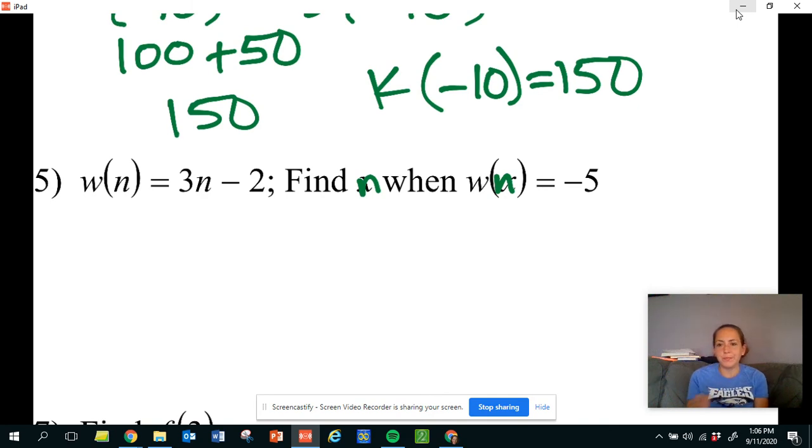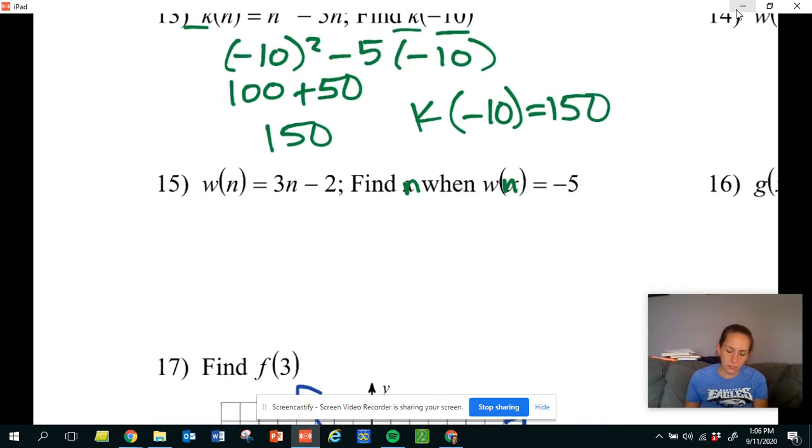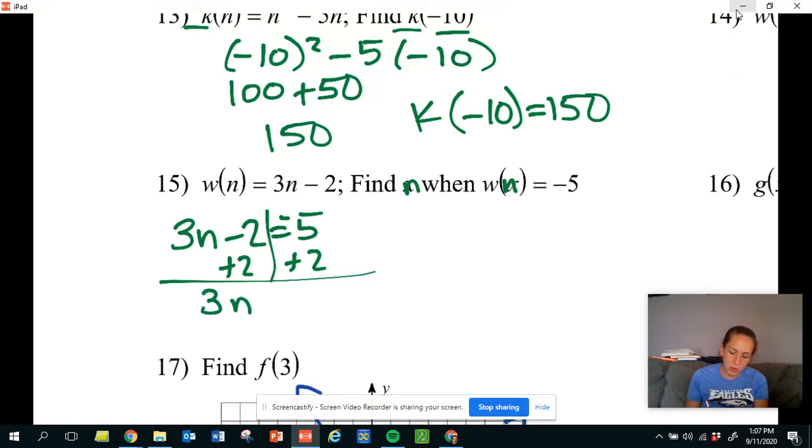So when they're not giving you the number in the parentheses, they've given you y, and you have to solve for x or n or whatever letter it is. So I'm going to say that 3n minus 2 equals negative 5. Then I just solve it like a regular old equation. I feel confident that you guys can solve two-step equations. Add 2 to both sides and divide by 3 and make it n equals negative 1.